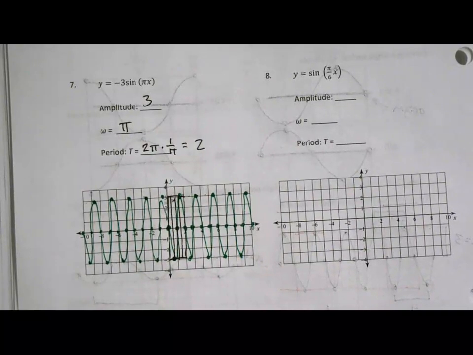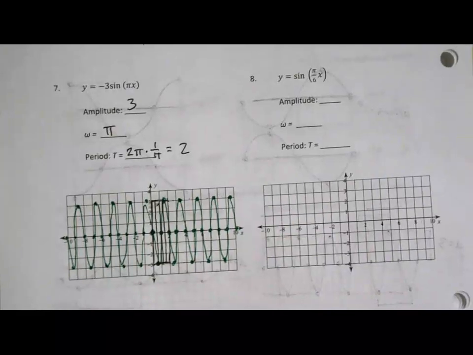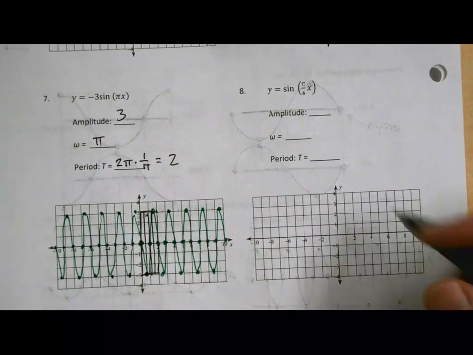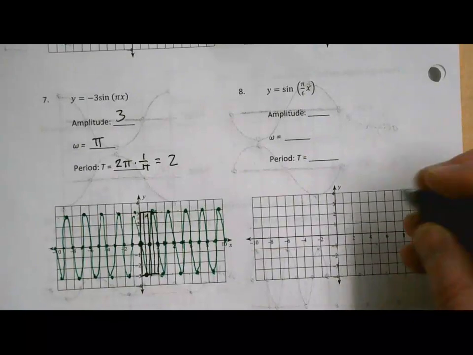All right, pause wherever you are in that process. We need to move on to number 8. Okay, if you don't get that done, that's okay. Look up here, guys. I need your attention. We got to move on. We got to move. Amplitude for this last one is 1.